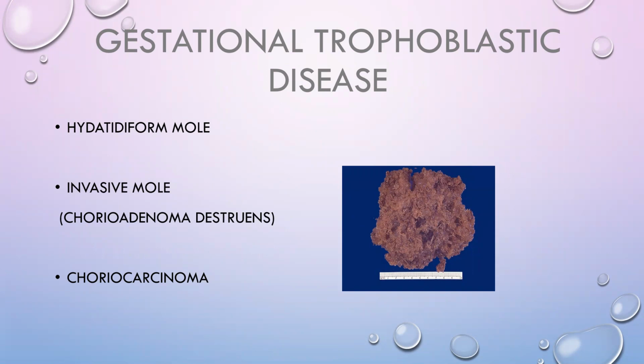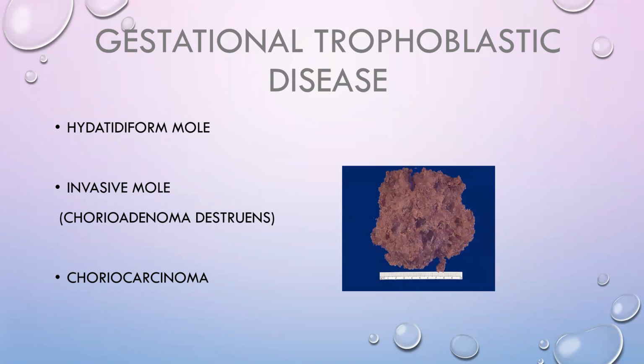Gestational trophoblastic disease is a hydatidiform mole, an invasive mole, and a choriocarcinoma. A hydatidiform mole's risk factors are largely unknown. Pathologic proliferation of the trophoblastic cells happens with a complete hydatidiform mole. We will see the ovum. It doesn't contain any kind of genetic material. It's like an empty egg. It was fertilized by a normal sperm.